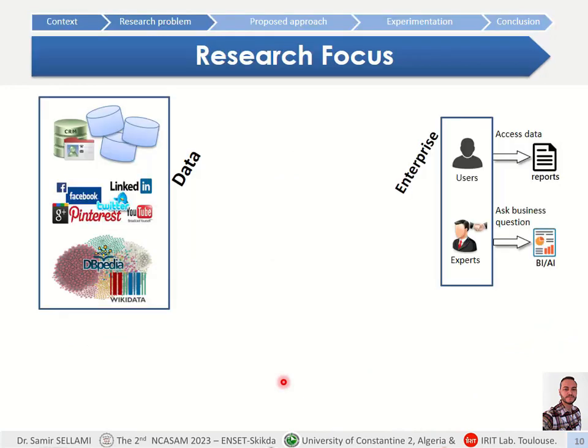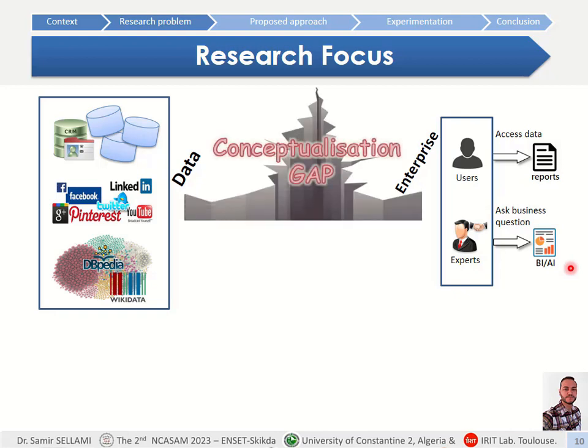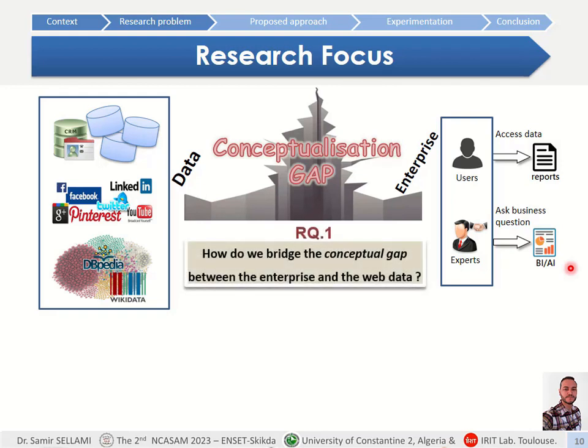So let me explain the situation. We have on one side a lot of heterogeneous data sources, and on the other side we have users and experts inside the enterprise who want to be able to access the data and ask business questions. They want to generate reports and do business intelligence work. But in the middle there is this gigantic conceptualization gap. So the question is, how do you bridge the conceptual gap between the enterprise and the data?